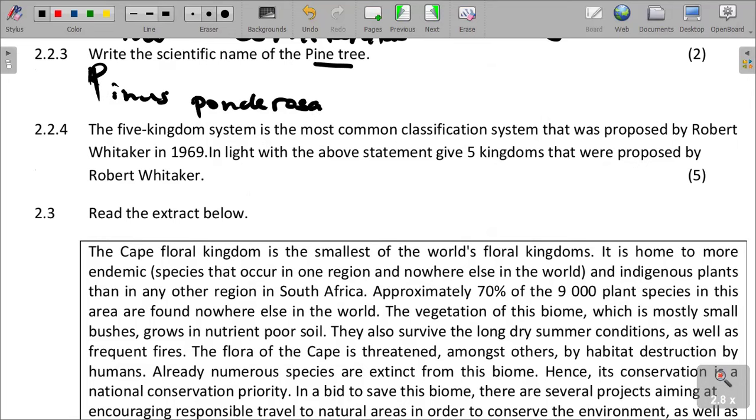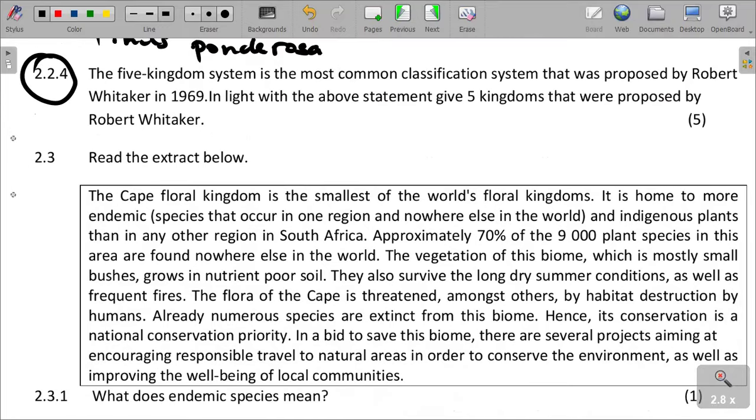And then the five kingdoms system is the most common classification system that was proposed by Robert Whittaker in 1969. Also refer to our channel for this one. It is also on our channel. So what is he saying? In light of the above statement, give the five kingdoms that were proposed by Robert Whittaker.